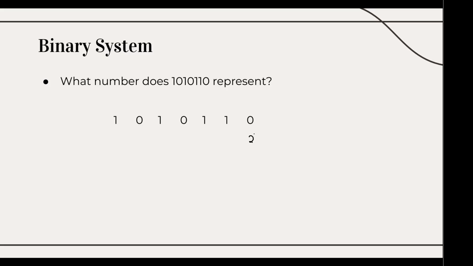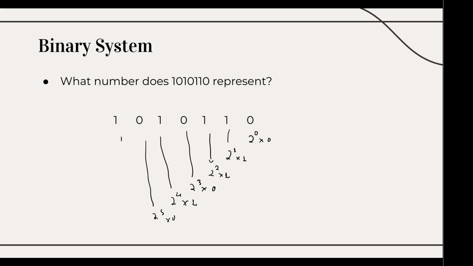So we would have 2 to the power of 0 times 0, 2 to the power of 1 times 1, 2 to the power of 2 times 1, 2 to the power of 3 times 0, 2 to the power of 4 times 1, 2 to the power of 5 times 0, and then finally 2 to the power of 6 times 1. So let's see what this will become.